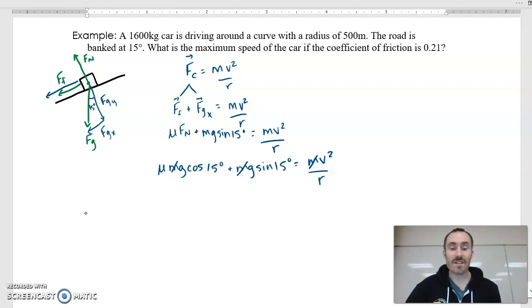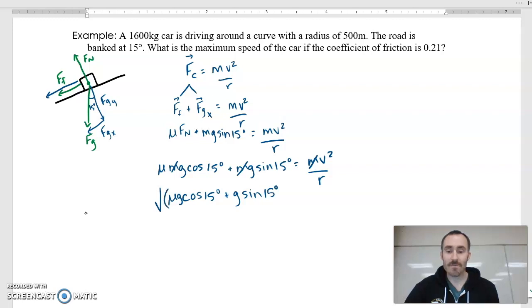Now I'm trying to solve for v, so I need to multiply all of this by r and then square root it. So here's where I'm going to do that. So this is the square root of the coefficient of friction times the cosine of 15 degrees, times g, shouldn't forget that, plus g times the sine of 15 degrees. Multiply all of that by r, and square root it. And that gives me v.